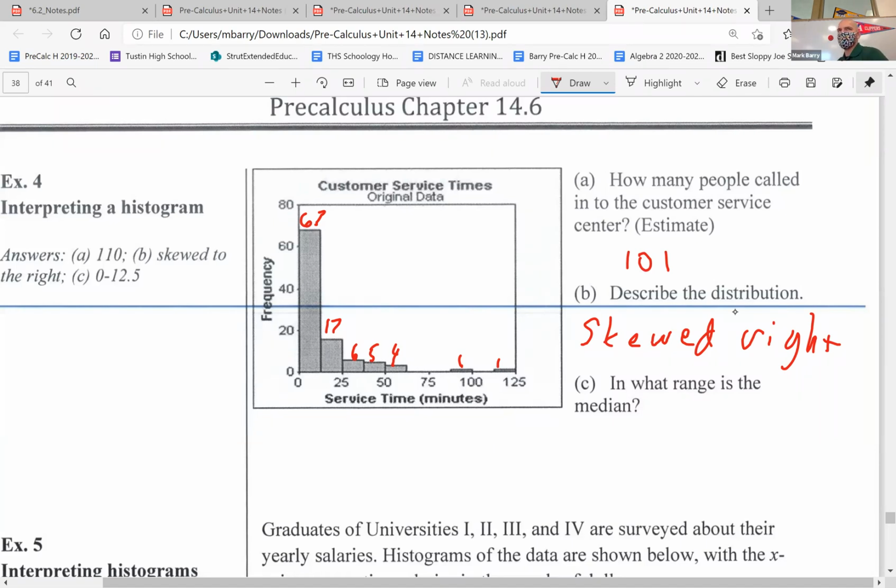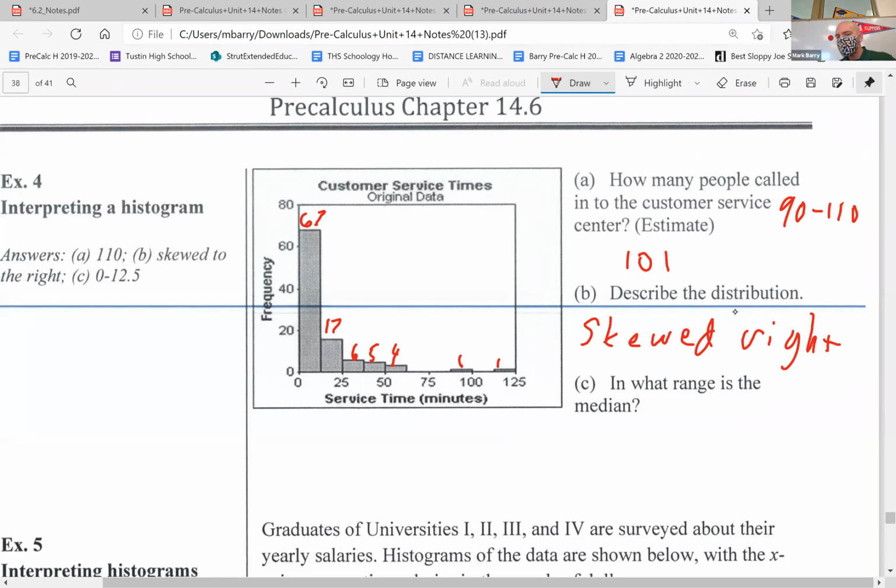You can see Miss Asmore did this. She got 110. I think that's fine. I honestly think that any number you got between 90 and 110 is acceptable because it's just not possible to tell exactly. So that is why it said estimate. I think you should have gotten a number between 90 and 110 though.